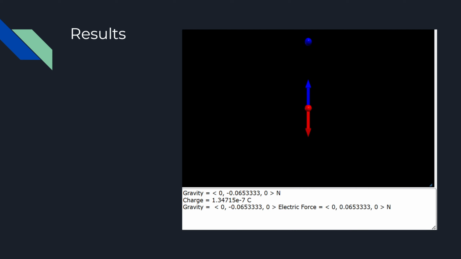Here is the resulting equation and simulation. Gravity is found to be 6.5e-5 newtons, and the charges can be found here. And as can be seen, gravity and the electric force are equal and opposite, evening out.